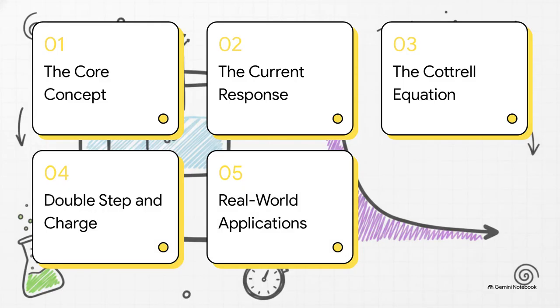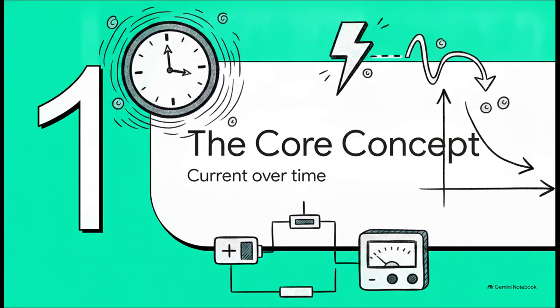Here is our quick roadmap for today. We'll start with the core concept, move into the current response, break down the Cottrell equation, look at double step and charge, and finally, wrap up with those real-world applications. Section 1. The core concept, current over time.